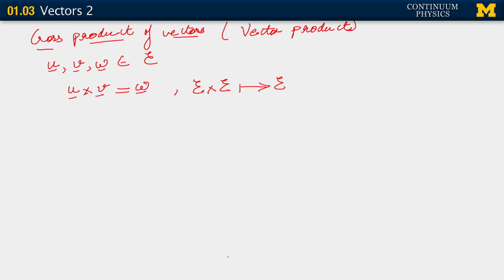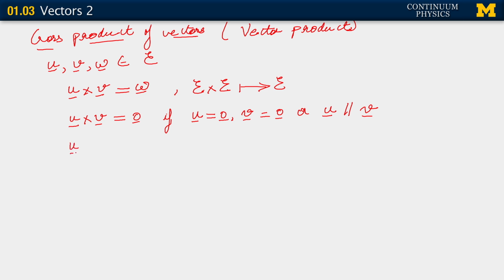All right, so some basic properties of the cross product. We know that u cross v equals 0 if u is the 0 vector, or v is the 0 vector, or if u is parallel to v. Okay?